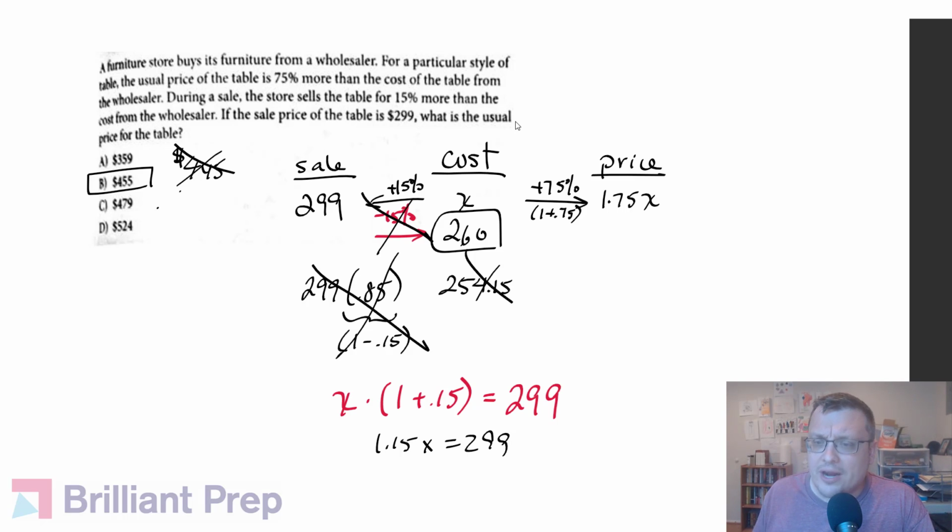So this is where the answer really comes from. It comes from properly applying these percent changes in our equations to solve for our x, which was 260. And then when we did 260 times this 75% increase, times 1.75, that's what got us 455. So the best answer here is B.